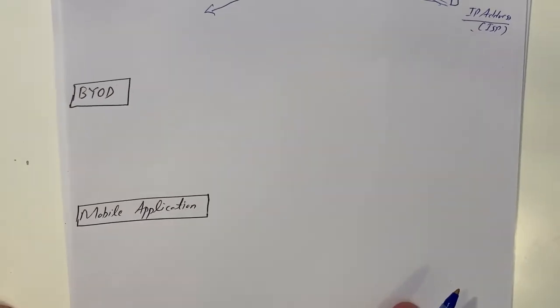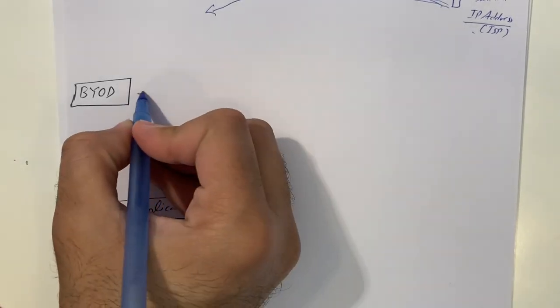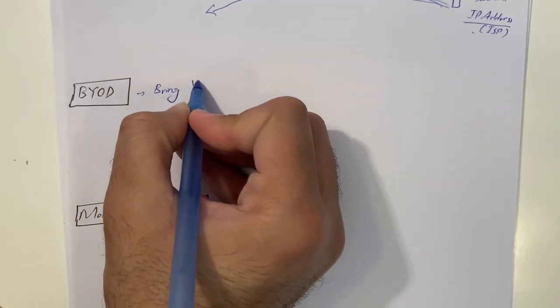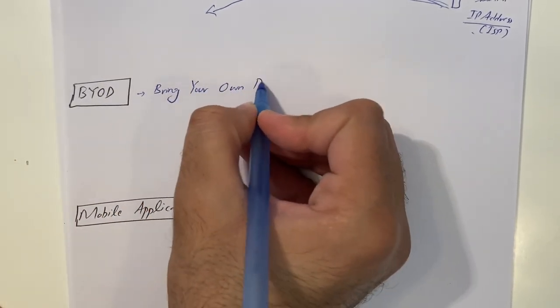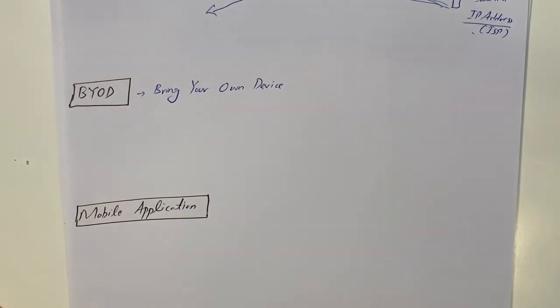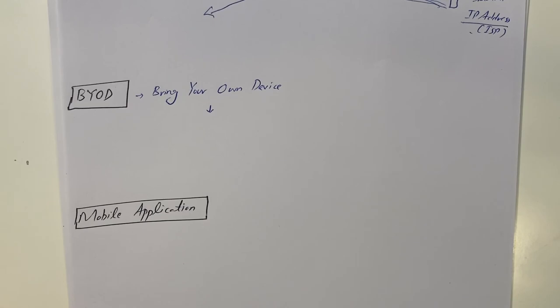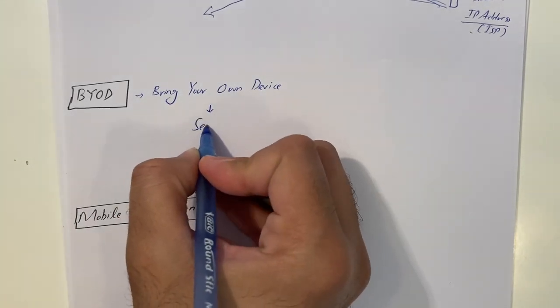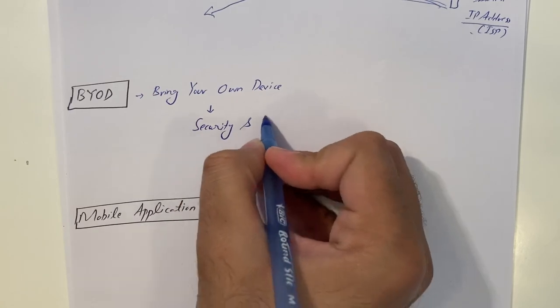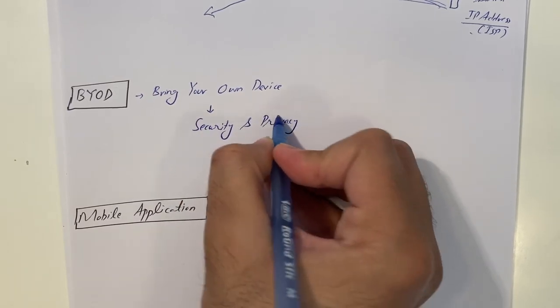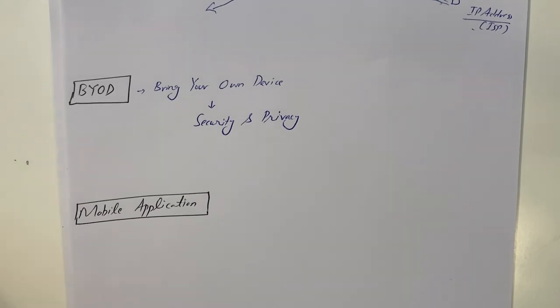Another problem is the bring your own device policy, which emerged after the virtual offices, when people work from home. BYOD stands for bring your own device. Many companies, especially small companies, use this particular policy. It's a good policy from a financial point of view. Of course, companies don't have to give you a separate laptop or computer, but the biggest problem is security and privacy. That's the biggest problem with the BYOD policy. We'll discuss that in detail.